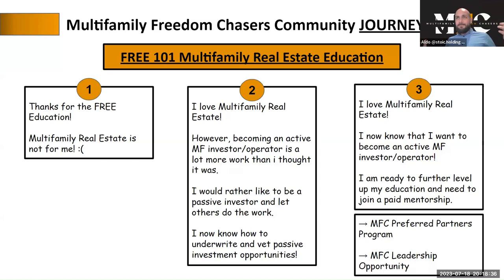Bucket number three is, I also love multifamily real estate, and I do want to be an active multifamily investor. I want to be an operator, and I'm ready. I am ready for this. So what I'm going to do is take advantage of all of this free information and this free education that I'm getting here, and I'm going to learn as much as possible. But there is going to be a point at which you get to and say, thank you guys for the free education. It was awesome. It was great. But I need the next level.